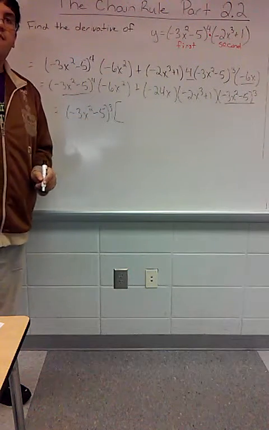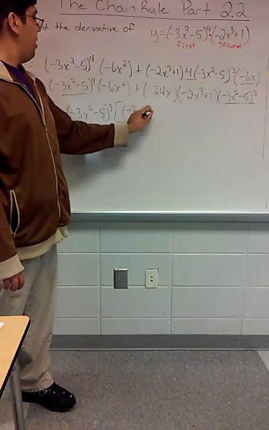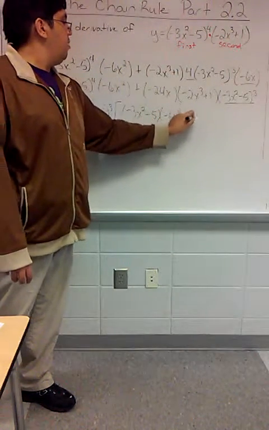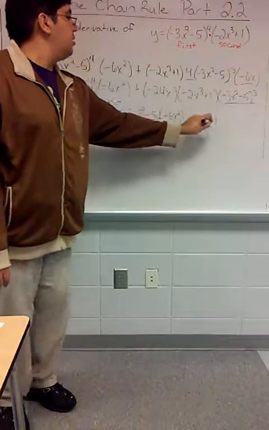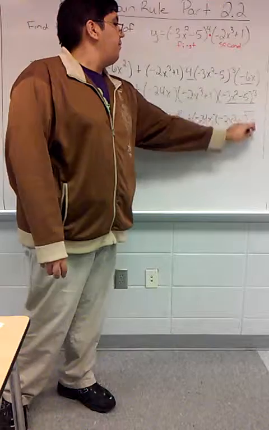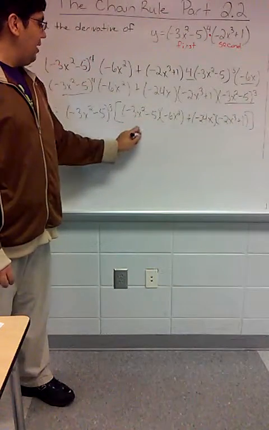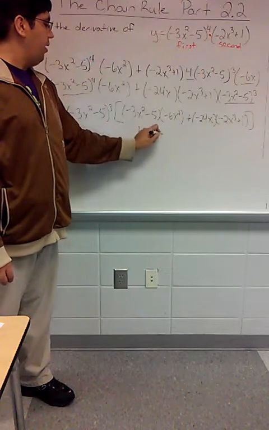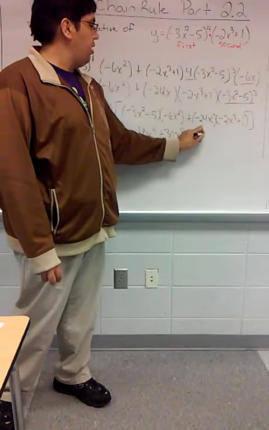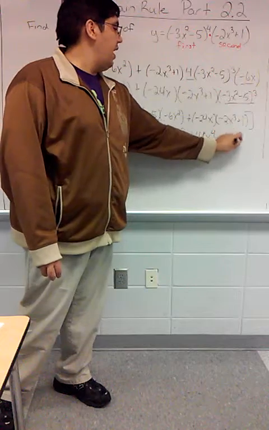Let's see what's left after I factor that term out. I'll be left with negative 3x squared minus 5 times a negative 6x squared plus negative 24x times negative 2x cubed plus 1. Now let's do some distributing. I'm going to get 18x to the fourth plus 30x squared. Distribute here, I'm going to get plus 48x to the fourth minus 24x.